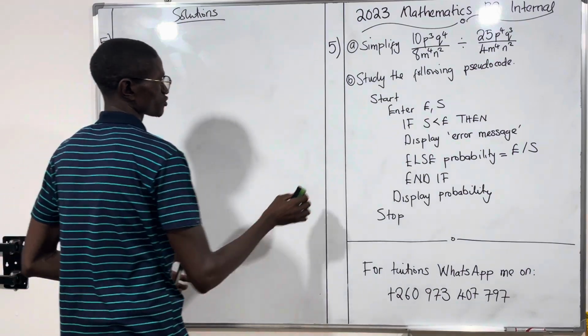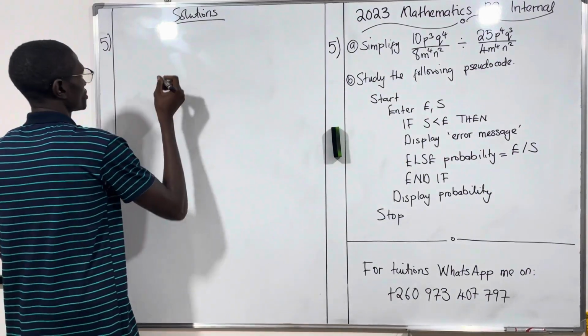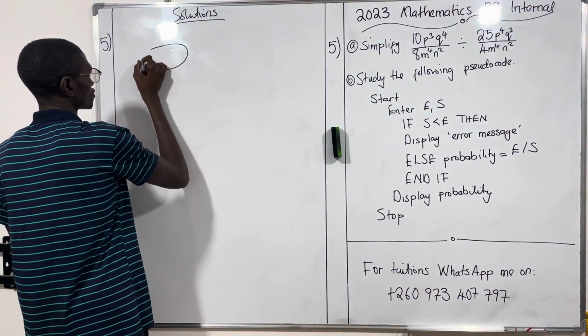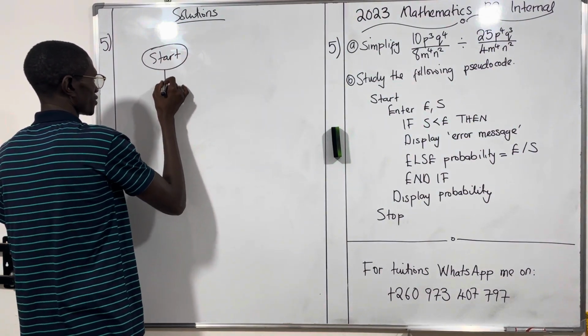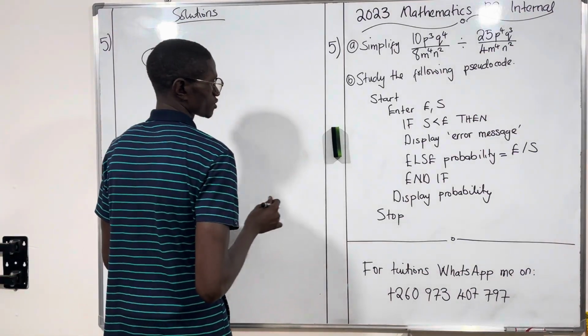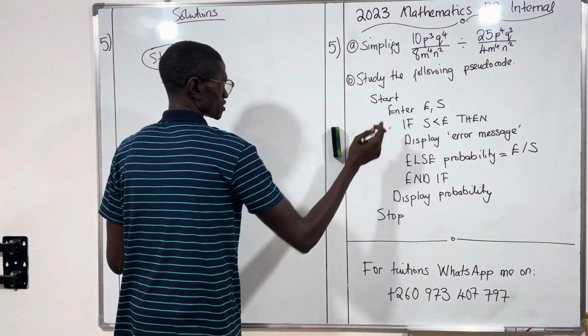So the code starts with start. So meaning we're going to plug in that into an oval. Simply say start. And then you draw an arrow going downwards. Go to the next one. So we're done with this line. We come to this line of code.